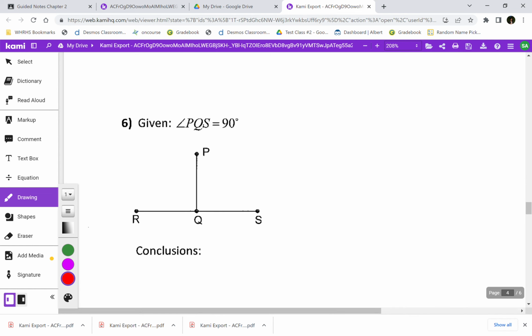If angle PQS is 90 degrees, what is the best conclusion we can come to? There's actually 2 best conclusions. Write 2 conclusions we can come to.